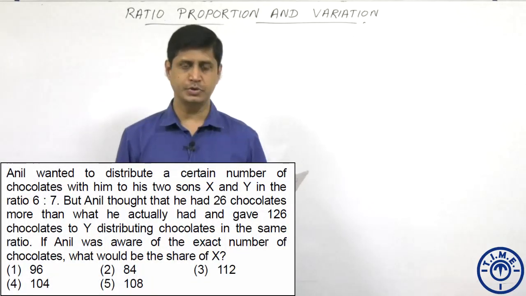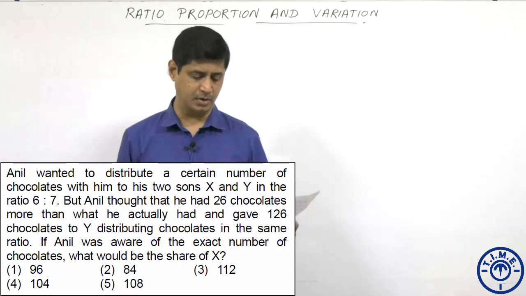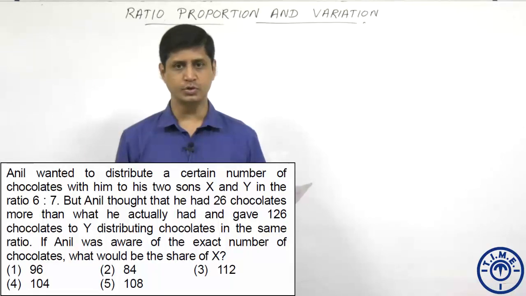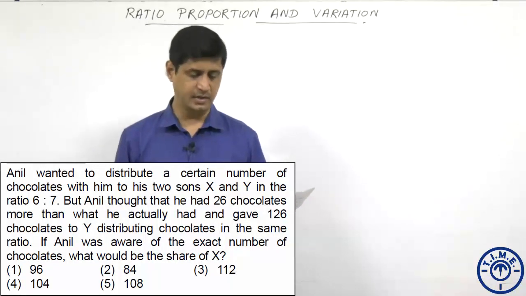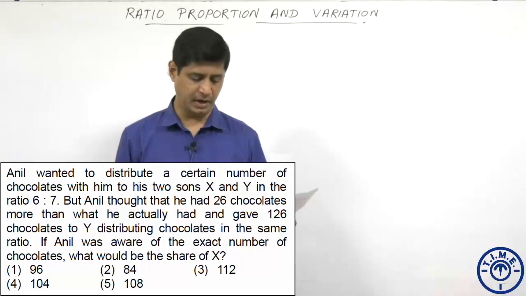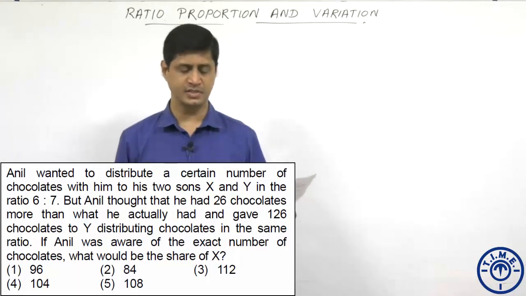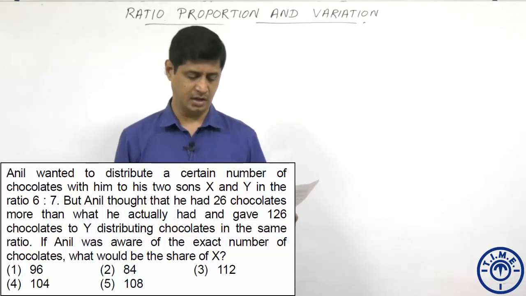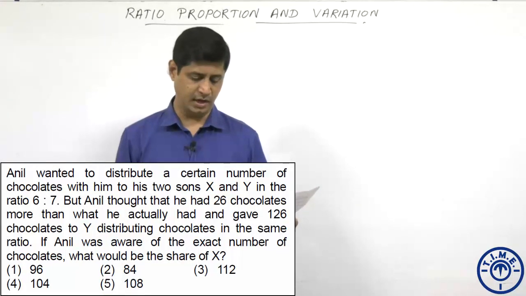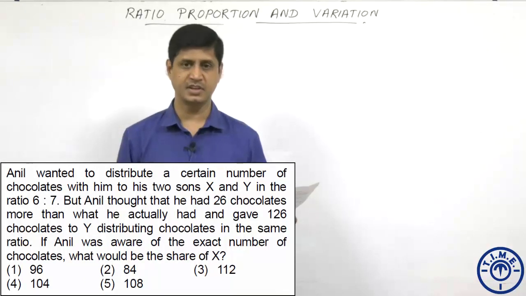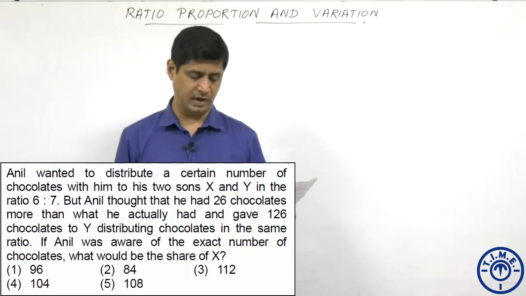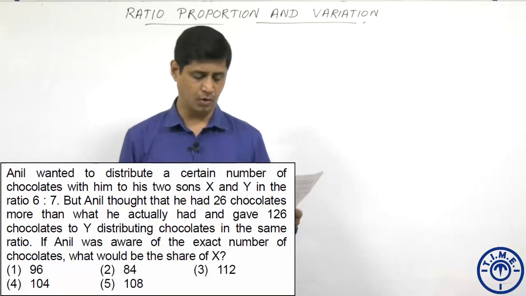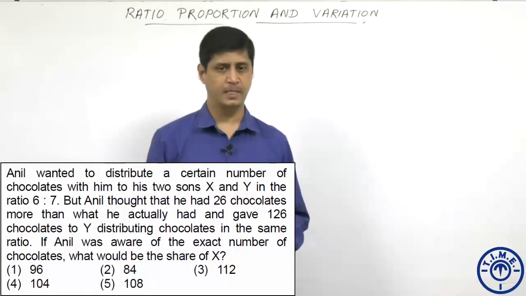Anil wanted to distribute a certain number of chocolates with him to his two sons X and Y in the ratio 6:7. But Anil thought that he had 26 chocolates more than what he actually had, and gave 126 chocolates to Y, distributing chocolates in the same ratio. If Anil was aware of the exact number of chocolates, what would be the share of X?